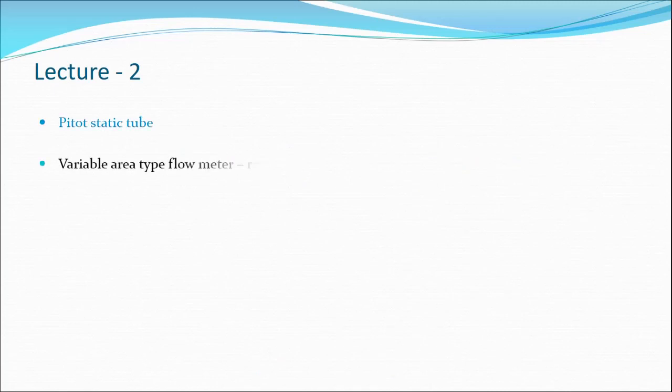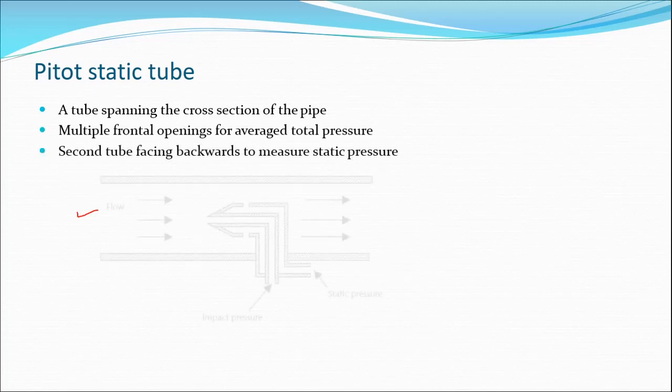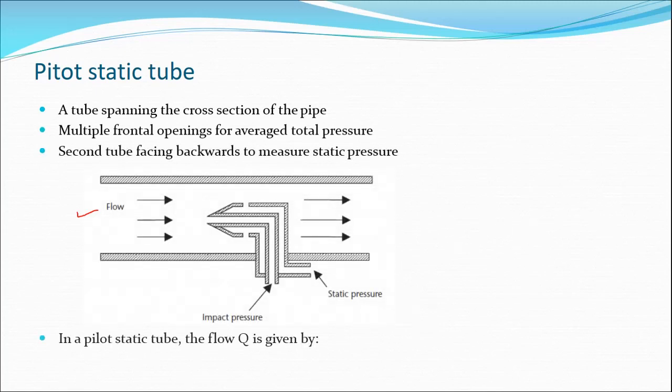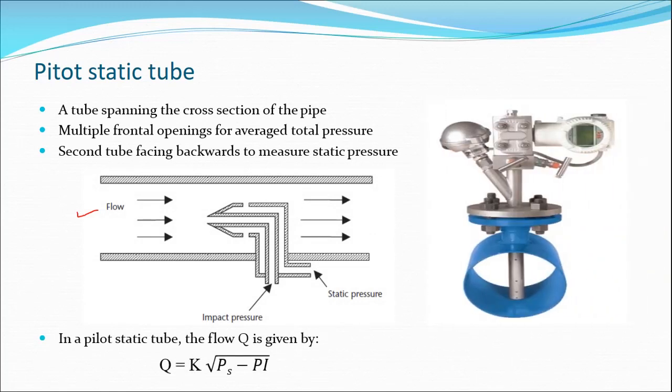So in today's session, we will discuss the pitot static tube and variable area type flow meters, that is, rotameters. A pitot static tube is basically a tube spanning the cross section of the pipe, with multiple frontal openings for average total pressure, and a second tube facing backward to measure the static pressure.